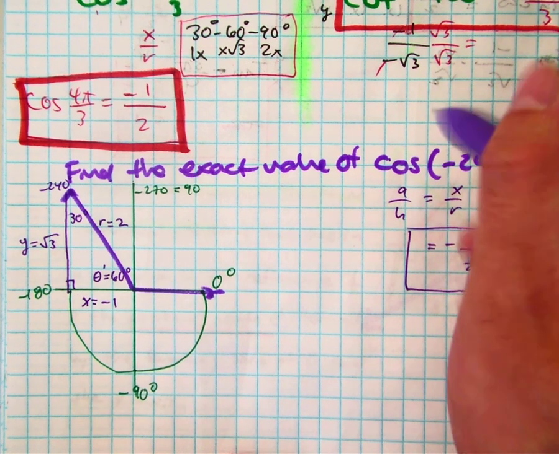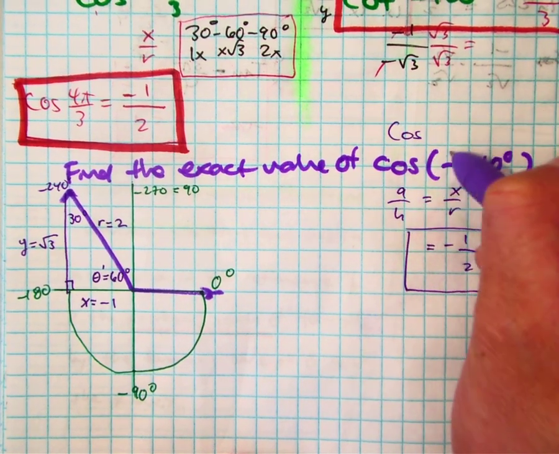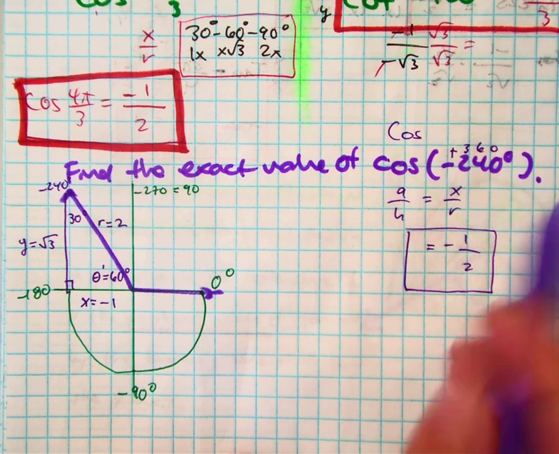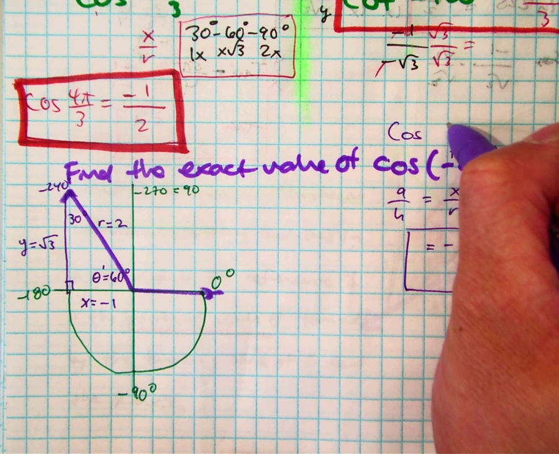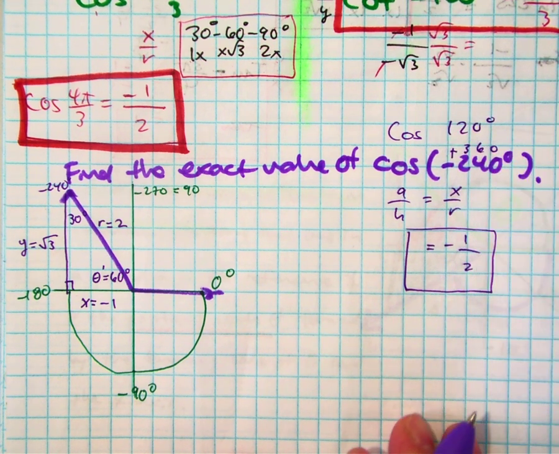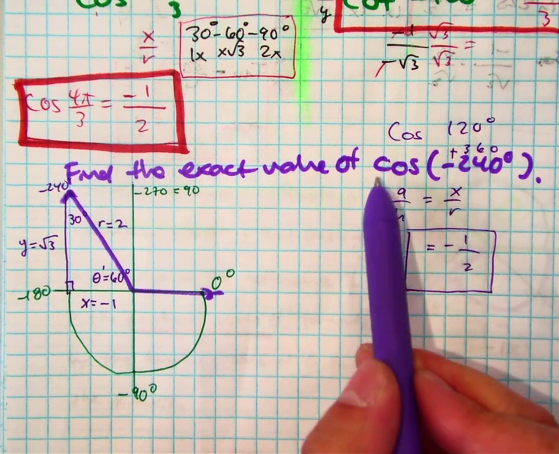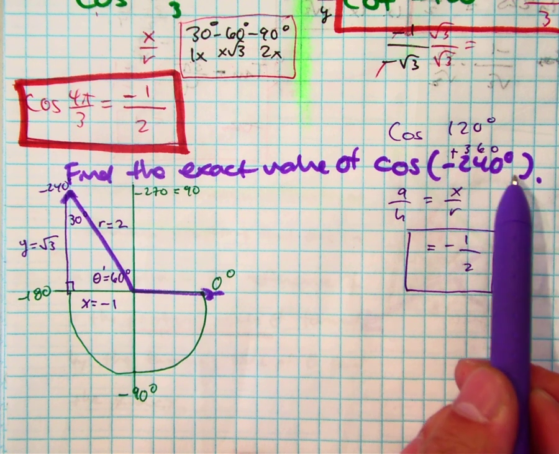Now, that would have been the same idea as if I asked you this problem. If I do a coterminal angle of negative 240, it's what? Cosine of 120. So I could have asked you cosine of 120. I could have asked you cosine of negative 240. It would have been the same idea, right?